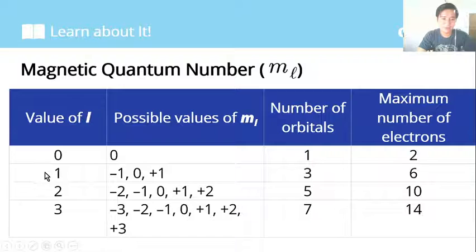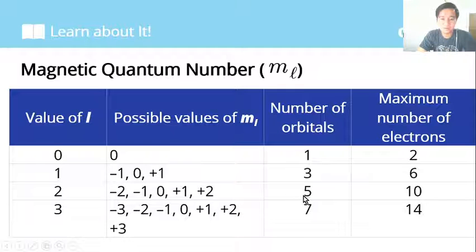Here, because 1 is P orbital, it's P sublevel. So how many orbitals? It's actually 3. So this is 1 orbital, 1 orbital, 1 orbital, a total of 3 orbitals. That means each orbital has an assigned value. If there are 2 electrons here, the value of M sub L is negative 1. If it's in the second orbital, it would be 0. If it's in the third orbital, it could have a value of positive 1. Because it has 3 orbitals, the maximum number of electrons is 6.